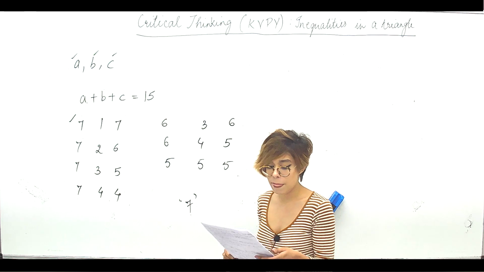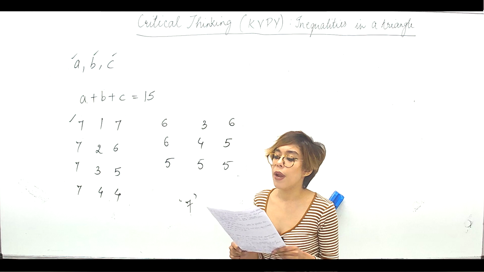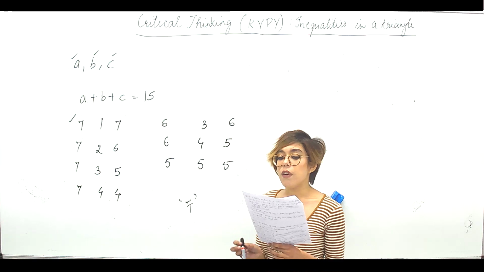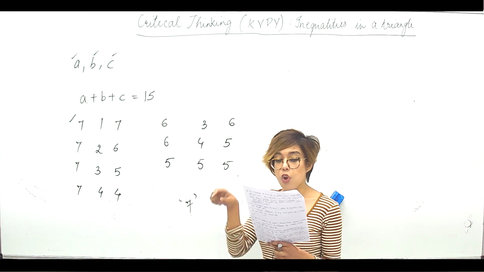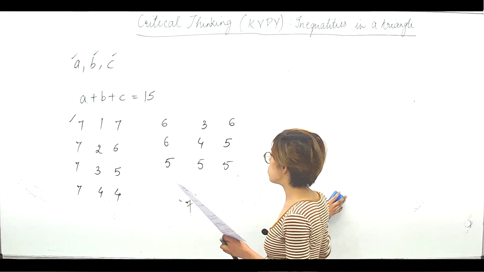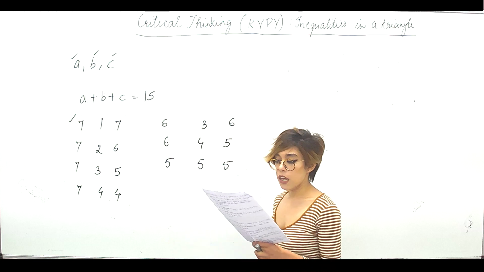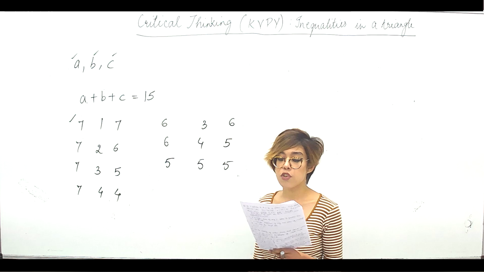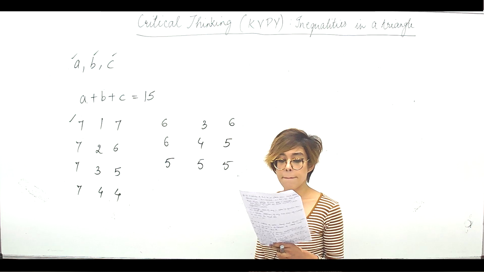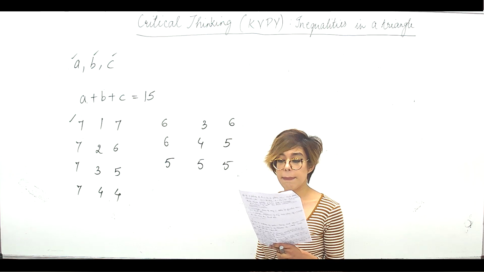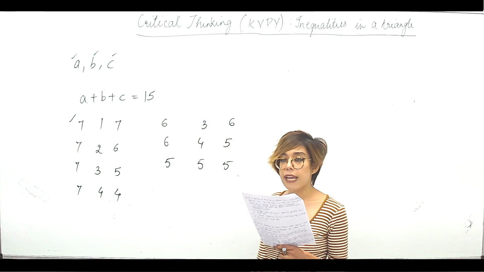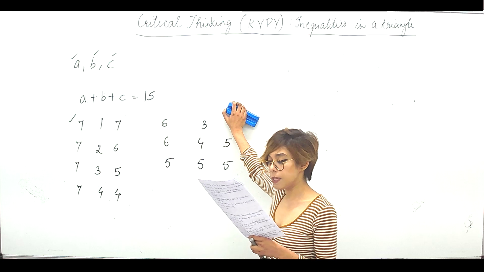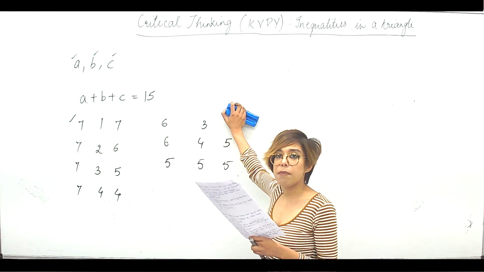So write down. If P is any point on a straight line drawn through the vertex A of an isosceles triangle ABC, parallel to BC, prove that PB plus PC is greater than AB plus AC.